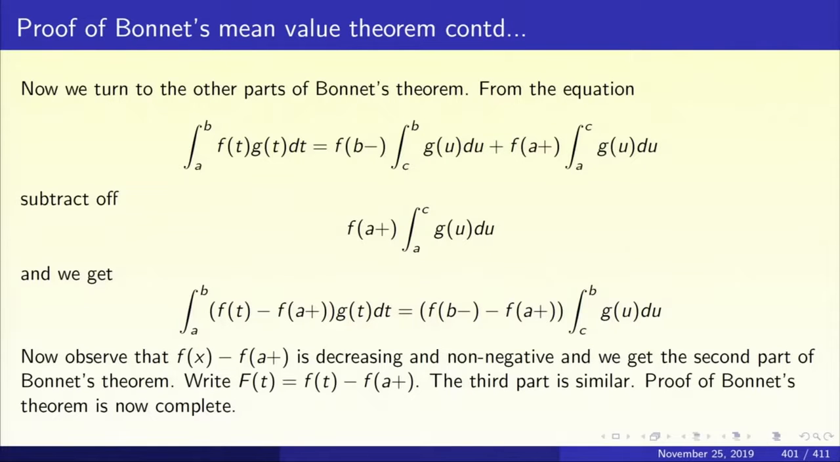The third part of Bonnet's theorem is similar. We'll subtract off f(b) minus times integral c to b g(u) du, but then we'll have to assume that f is monotone increasing. So the proofs are very similar, and I'm leaving it to you to do them. And so the proof of Bonnet's mean value theorem is complete.